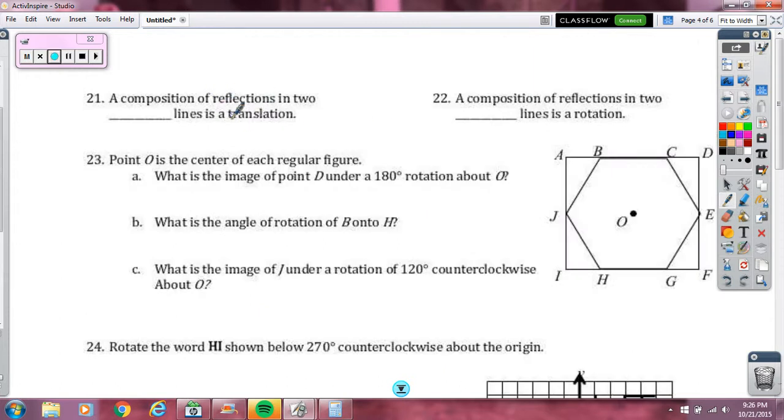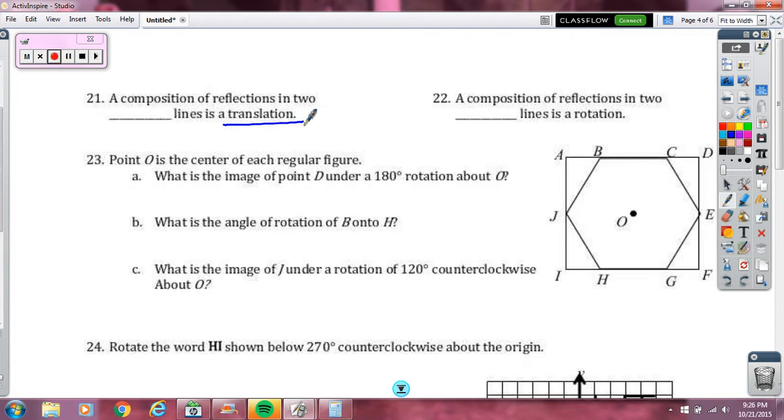Alright. We're almost done with the first part of the test review. It has to do with transformations, and then we'll move on to the stuff with angles in another video. So a composition of reflections in 2 lines.